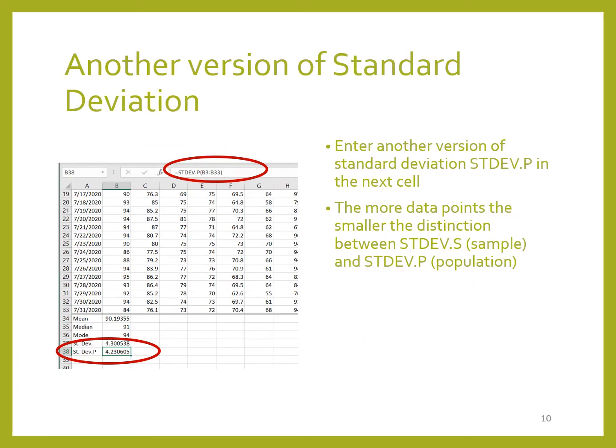Just to prove that these standard deviation formulas are somewhat different, I have here in cell B38 given the formula using the stdev.p version of the formula, and you see that the number turns out to be slightly different. Now, as the number of data points goes up, the difference between the sampled standard deviation and the population standard deviation gets smaller and smaller. But with 31 points, you can see some difference.